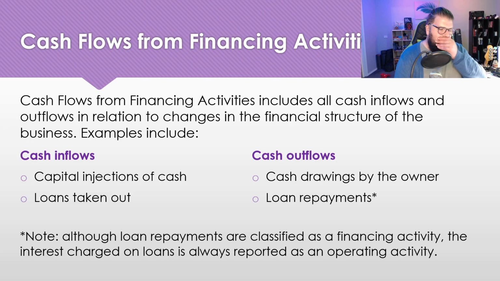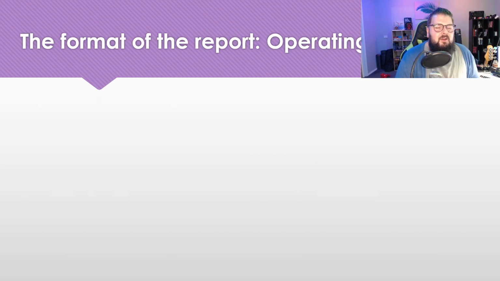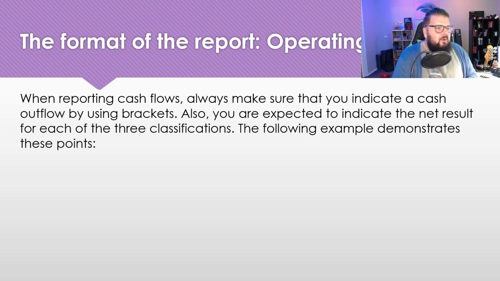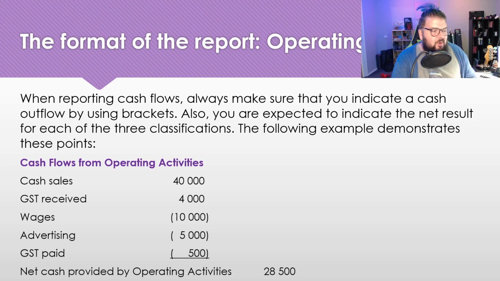So, in terms of what this looks like, the format of the operating activities, the way that we structure it is we break it into almost 3 mini reports. When we have our cash flows, all the cash flows coming in are seen as positive numbers, and all the flows coming out we put in brackets. So our cash flows from operating activities would look like this.